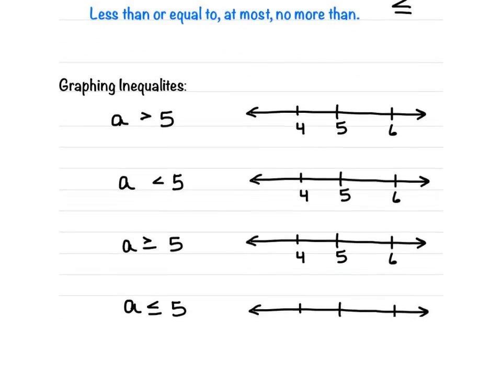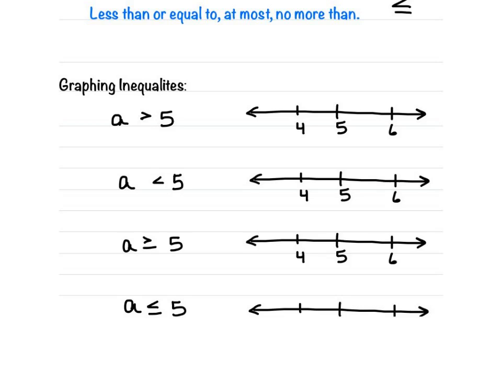Now let's look at graphing inequalities. You may remember this from pre-algebra, but I still want to review this with you to make sure that you remember how to graph an inequality. Let's start with the first one. A is greater than 5. Well, there's an infinite number of solutions to this inequality. A is everything that is bigger than 5, 5.001 all the way up to a trillion and on.